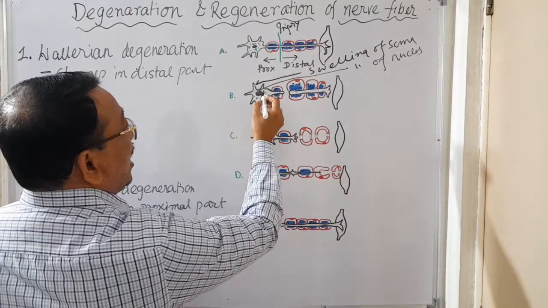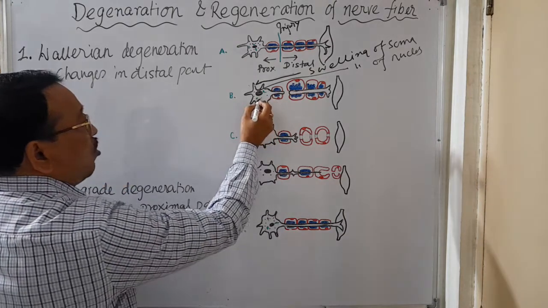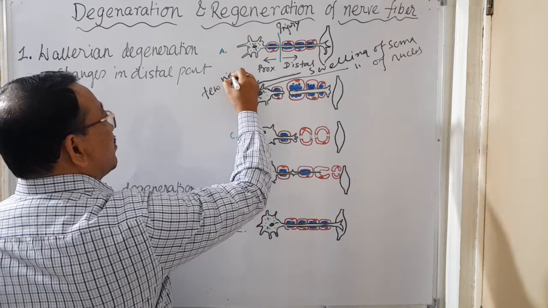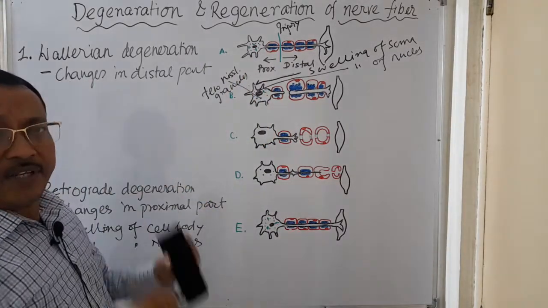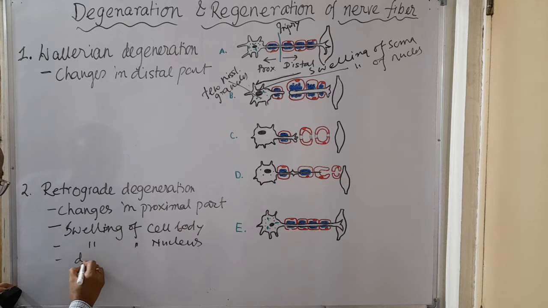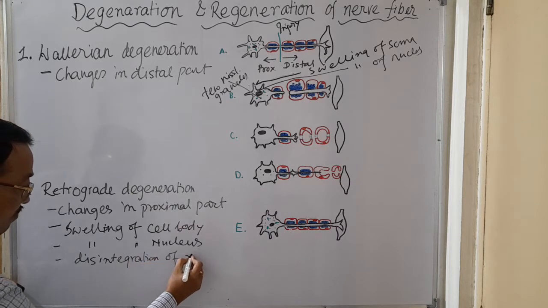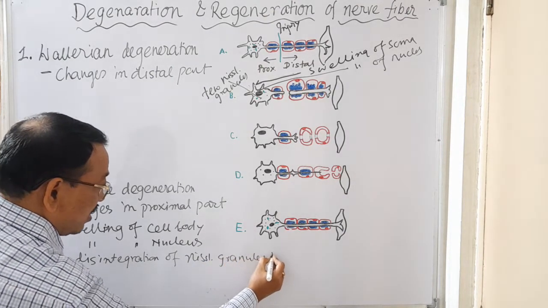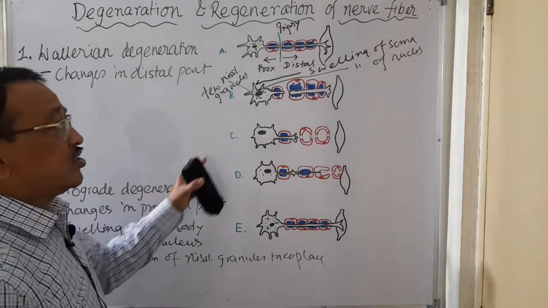Besides this, what happens? These are the Nissl granules. So Nissl granules become few. Few Nissl granules are there, that means disintegration of the Nissl bodies also takes place. This also happens in case of the retrograde degeneration immediately after the injury.